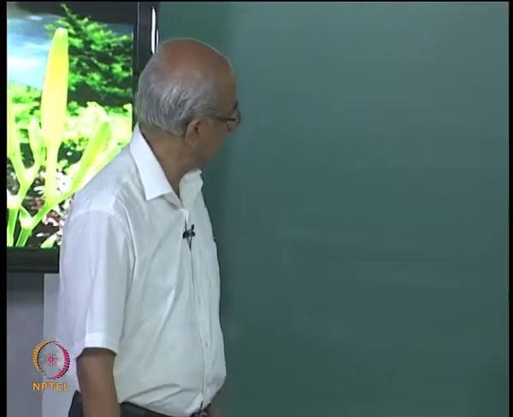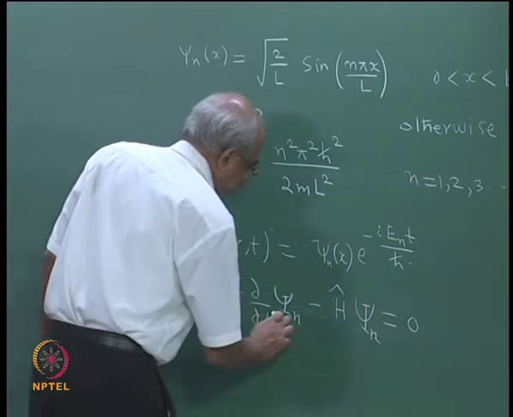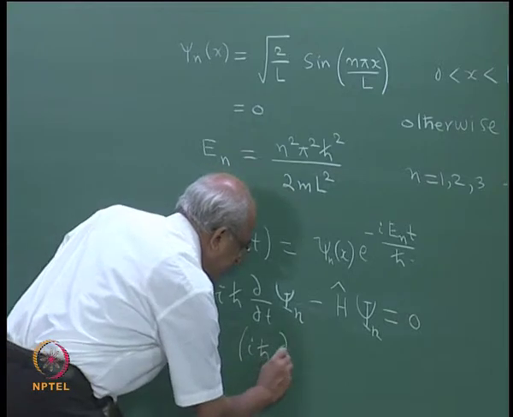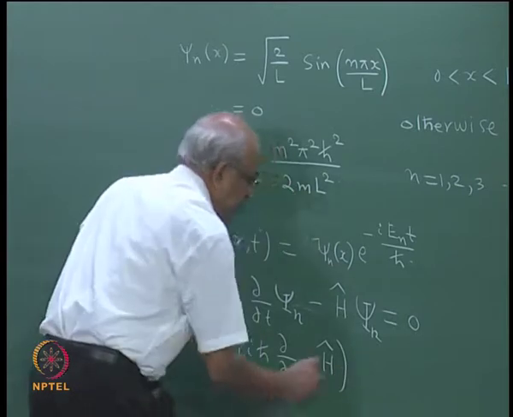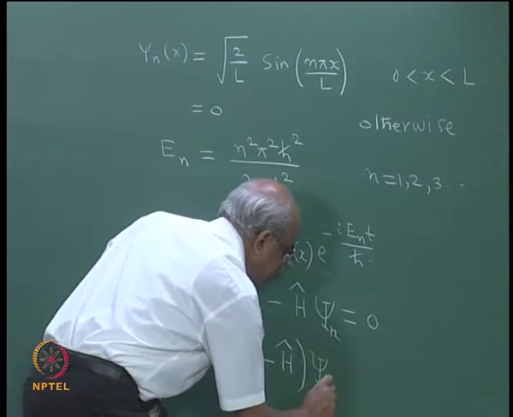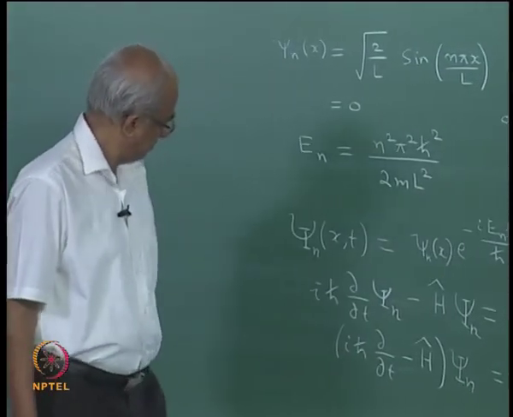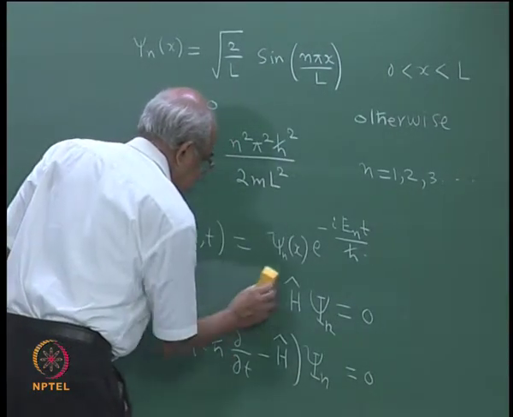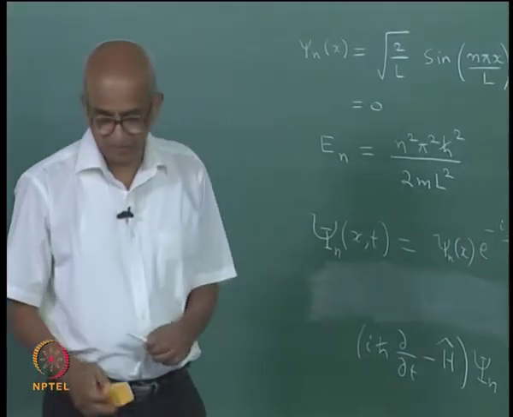That is how it is. It does not matter what the value of n is, it will always obey that equation. And maybe I can even write it in a slightly better form by removing this psi n outside. So, I will have i h cross dou by dou t minus h operating upon psi n would be equal to 0. So, these are the equations that we have.